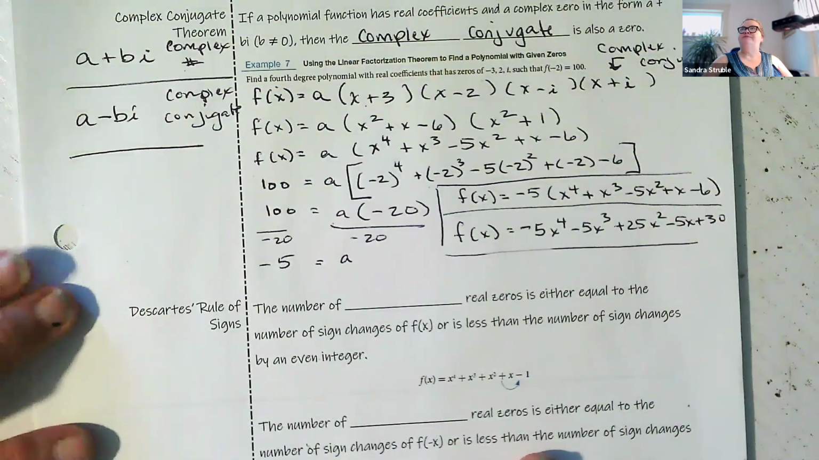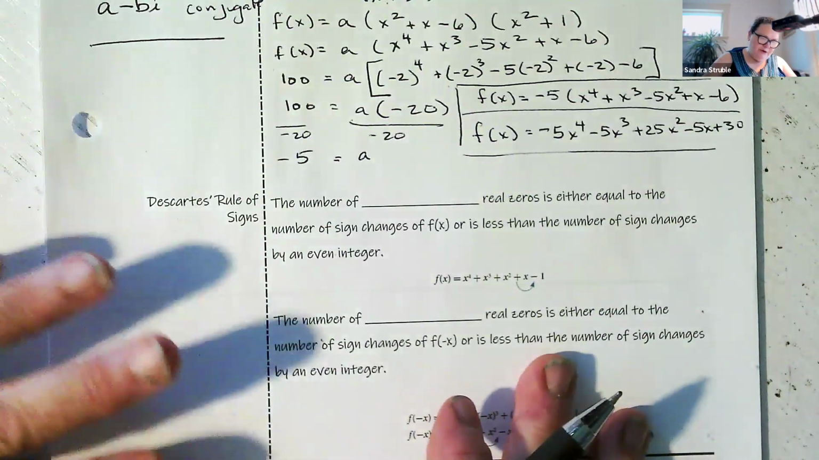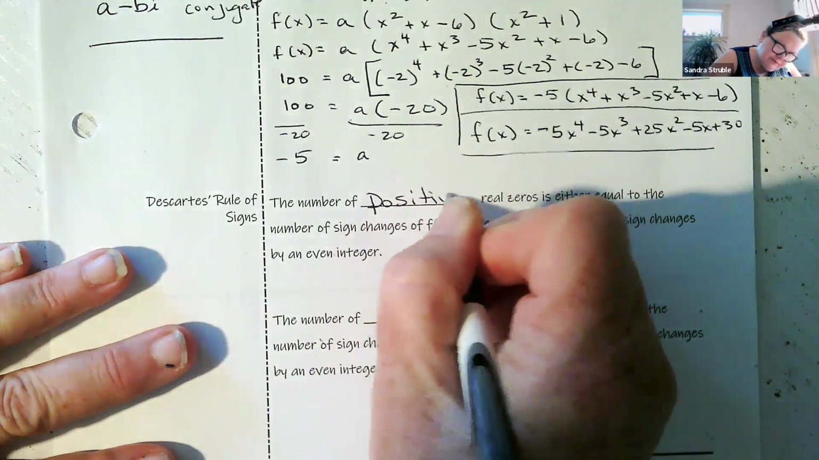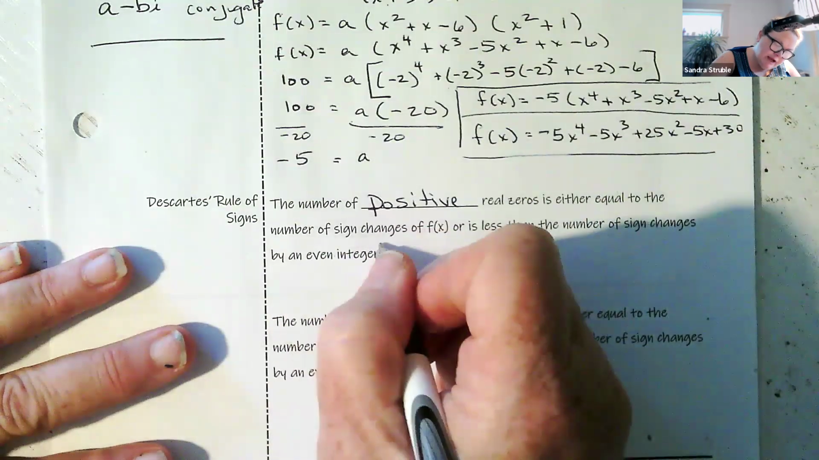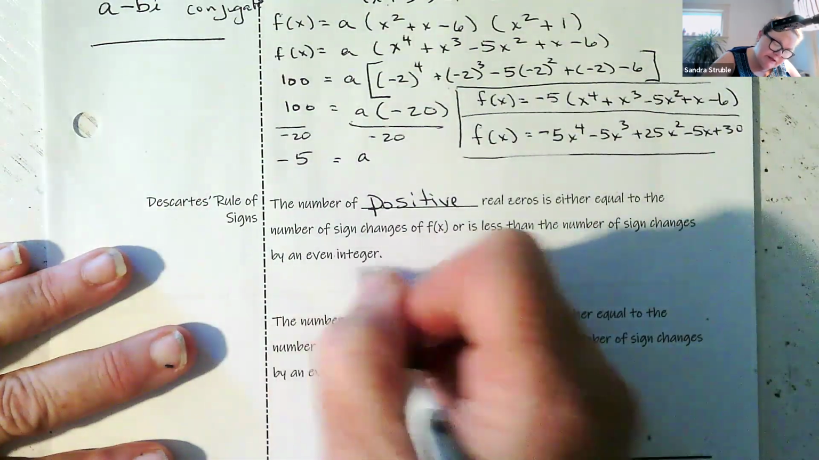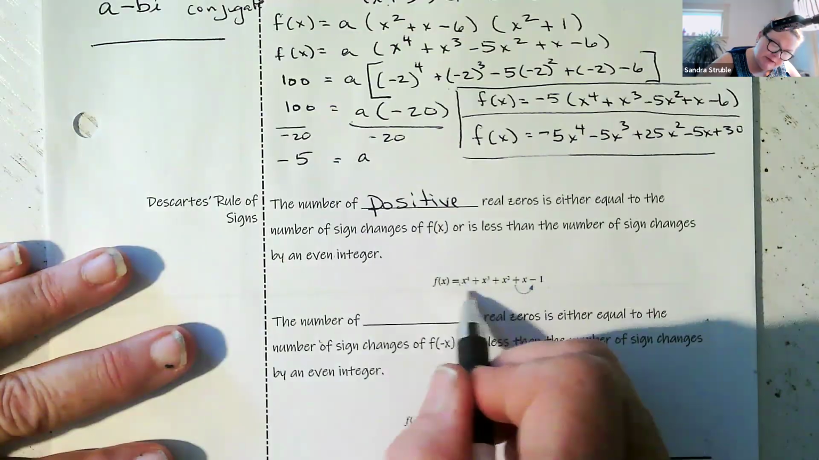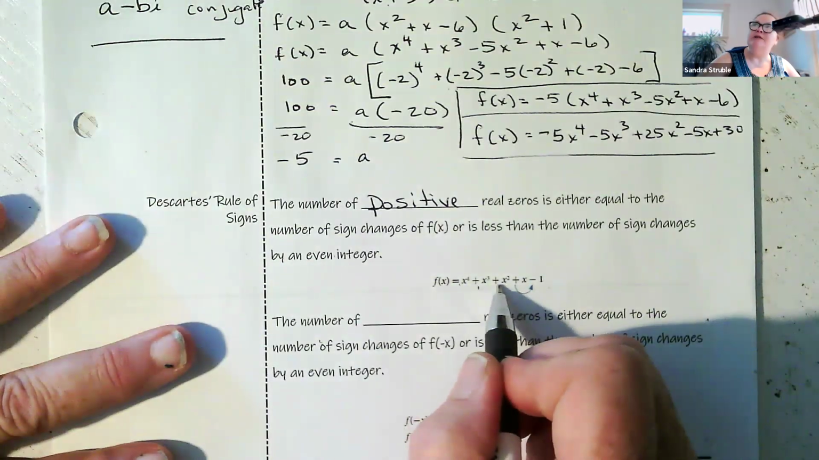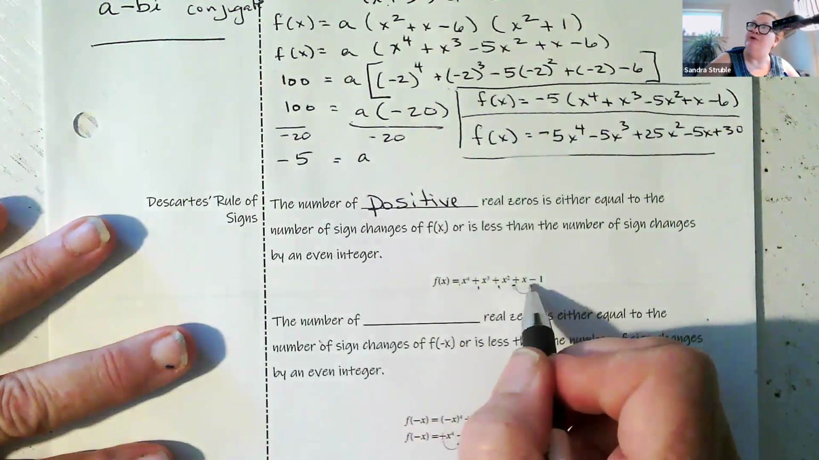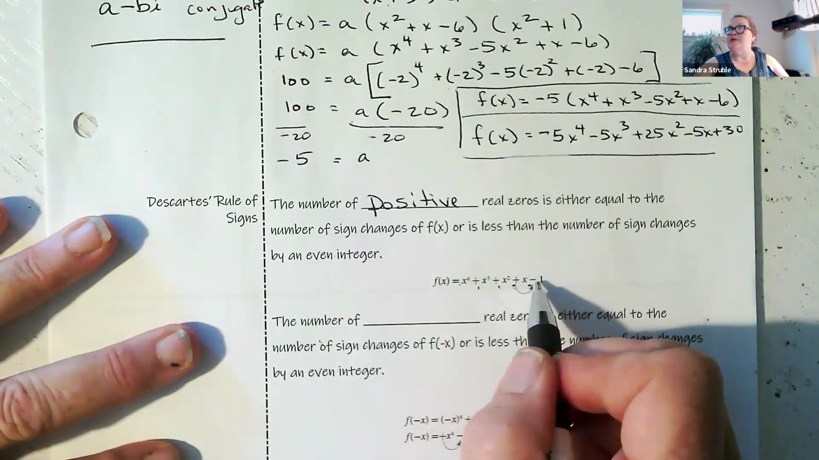All right. Descartes' rule of signs. The number of positive real zeros is either equal to the number of sign changes of f of x or is less than the number of sign changes by an even integer. Okay, so here we've got positive going to a positive, positive going to a positive, no sign changes yet, positive going to a positive, no sign changes, and then we have a positive going to a negative. Now you can only do this if they are in order and everyone's represented.